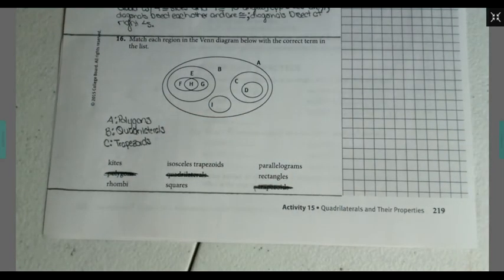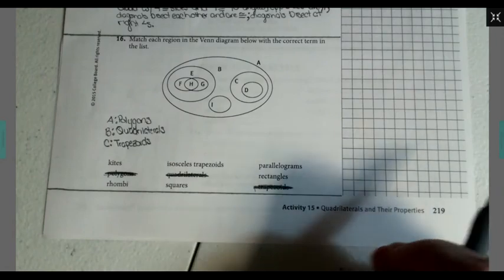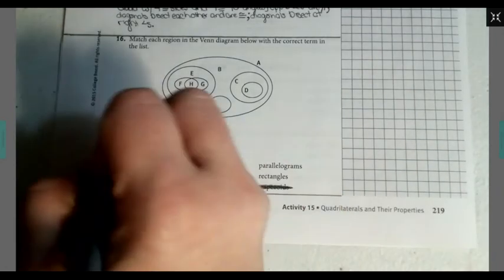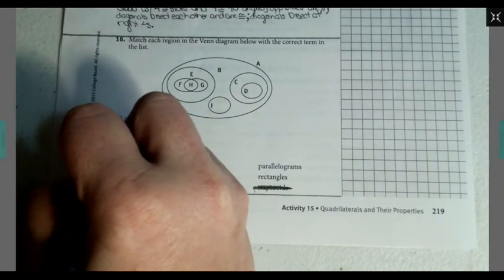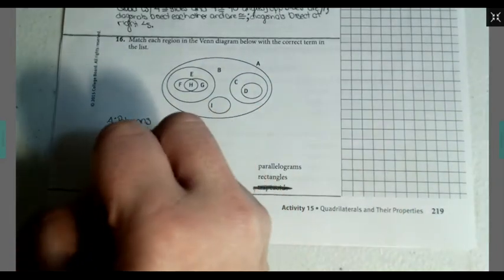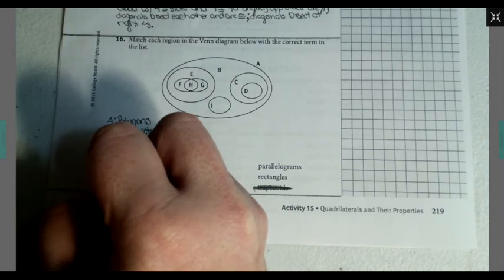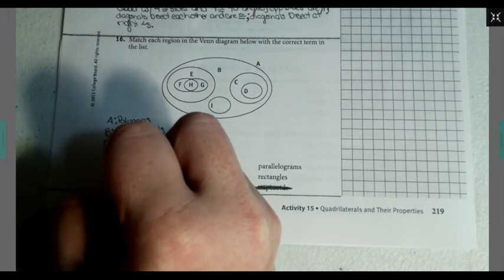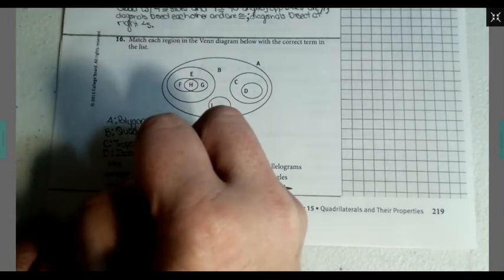And a subset of a trapezoid is an isosceles trapezoid. So section D, because it's contained fully in C, is a specific type of trapezoid, which is the isosceles trapezoid.